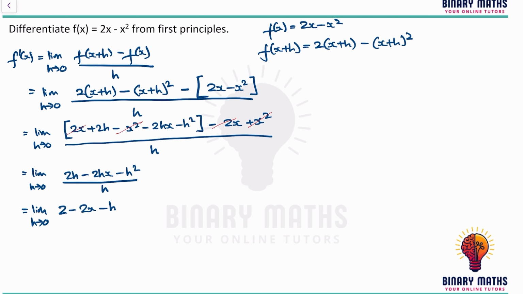Now at this point I can't simplify anymore, so I need to write as h tends to 0, what happens to this expression? 2 minus 2x minus h tends to 2 minus 2x, because the h disappears because it's getting closer and closer to 0. Therefore, f dash of x is equal to 2 minus 2x.